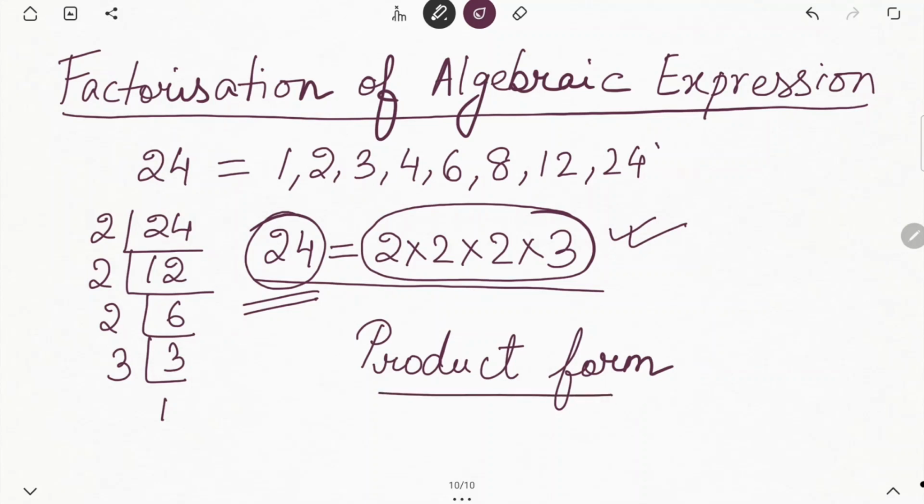Here, these are also factors, but the only difference is that they are not the prime factors, they are the general factors of 24. How can you say that these are the factors of 24? Because each of them exactly divides 24, right? That means when I divide 24 by each of these numbers, the remainder is always 0.